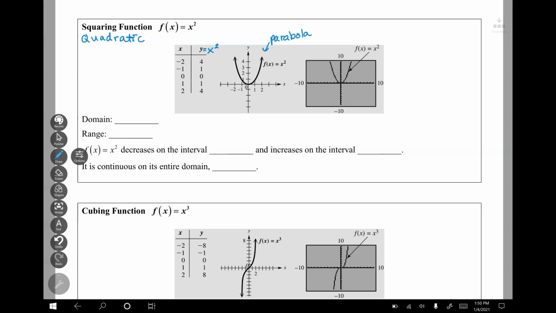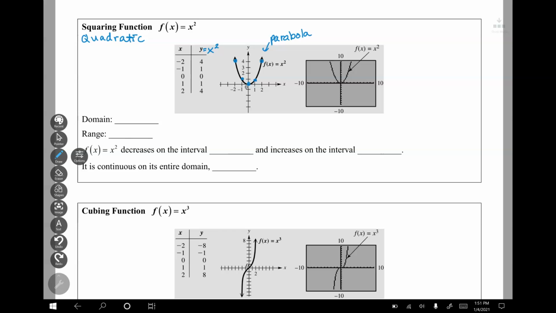Here, you're saying 1 squared is 1, 2 squared is 4, 0 squared is 0, negative 1 squared is 1, and negative 2 squared is 4. If you kept going, 3 squared is 9, so it'd be way up there, and then that would just continue up. So each y value is just the square of the x value.